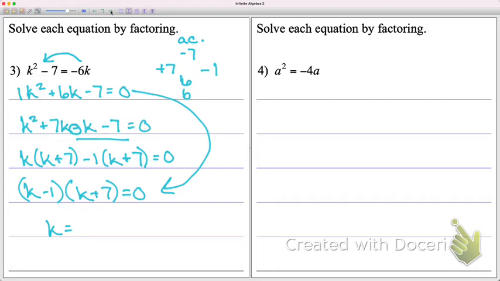Basically, the one with no variable goes on the top. No, it's A is 1, yes. And C is negative 7, so A times C is negative 7. How is C negative 7? Because it's AX squared plus BX plus C. It's the quadratic standard form.